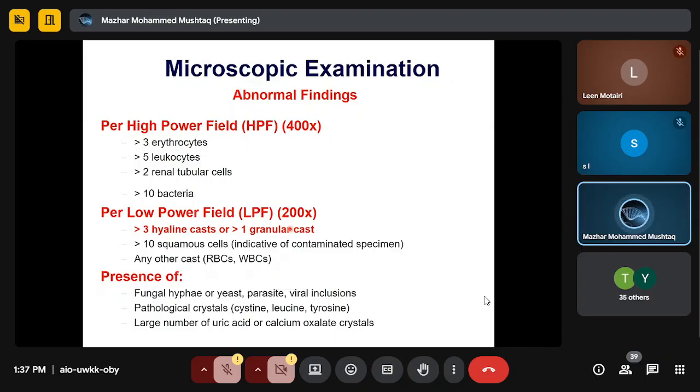And what can you see with the low power field? You can also see the cast, the cast of the red blood cells, the cast of the RBCs. If squamous cells are present, all these things are seen by the low power field, LPF. I will show you the cast in a while, and there you will understand. So what does the presence of these things mean? For example, you can also see some of the parasites and pathological crystals. You can see a large number of uric acid and oxalate crystals. All these things can be seen with the high power field and with the low power field microscopic examination.